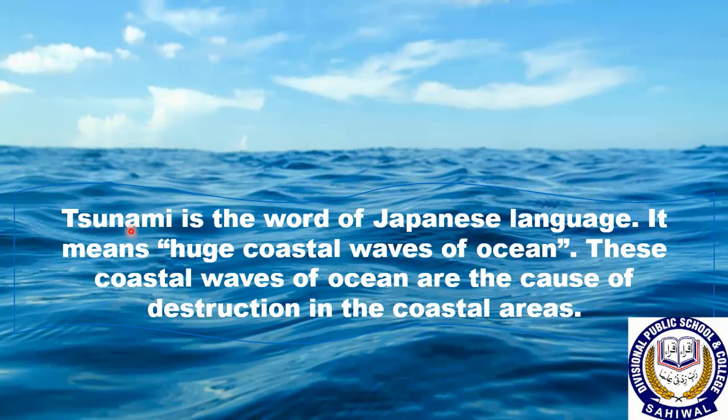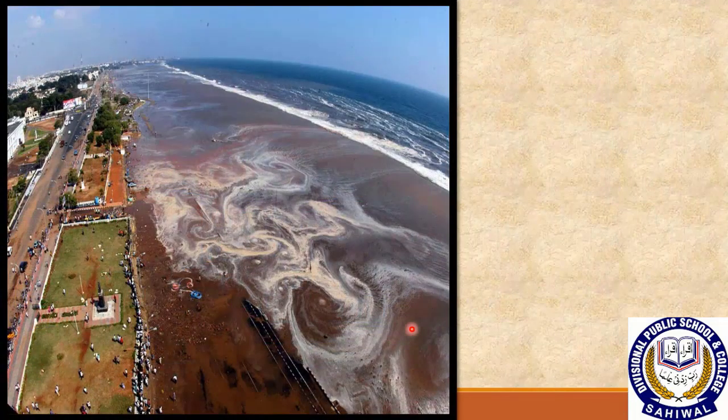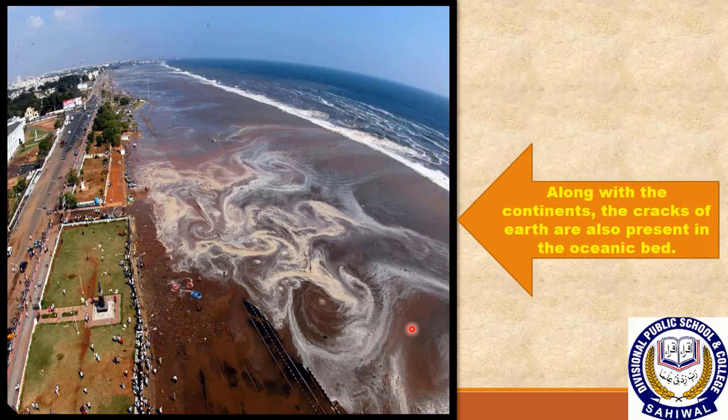We have already discussed tsunami because it is a part of today's lesson. Tsunami is a word of the Japanese language. It means huge coastal waves of the ocean. These coastal waves of the ocean are the cause of destruction in the coastal areas. Along with the continents, the cracks of Earth are also present in the oceanic bed.